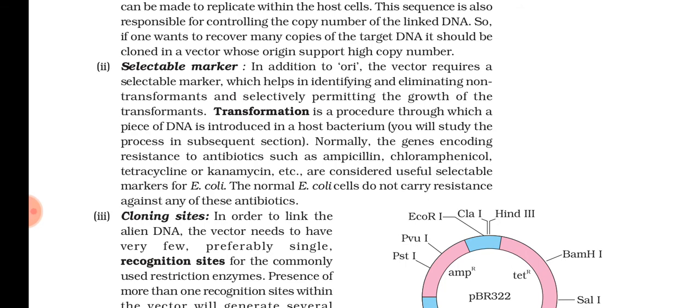So markers are actually genes only. In the vector there will be certain genes which are resistant to antibiotics. So normal E. coli cells will not be showing any resistance to any of these antibiotics. Only the transformants will. So these transformants will be resistant to antibiotics like ampicillin, chloramphenicol, tetracycline, or kanamycin. Understood?